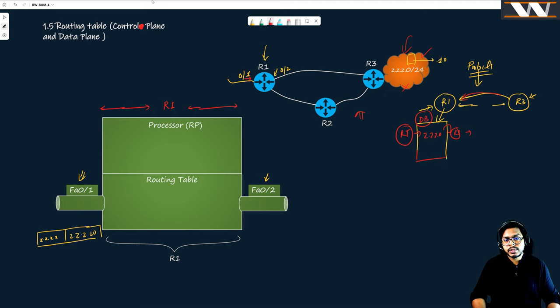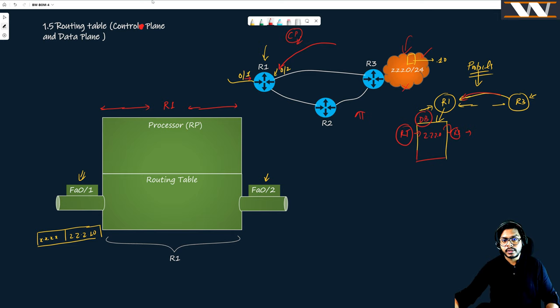So basically, now R1 and R3 are talking, and we are mostly giving attention to R1. R1 is getting some information from R3. And because R1's duty is to create this routing table and make it accurate all the time, it takes these messages very seriously. All these messages, which are helping router one to build its routing table, are control plane messages. It is as simple as that.